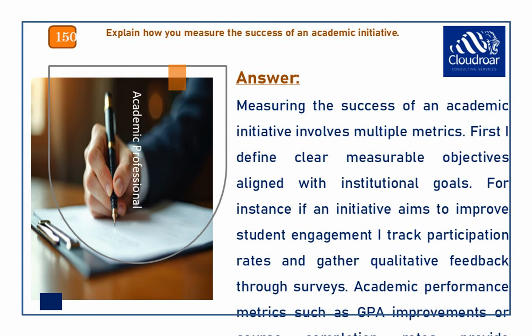Question 150. Explain how you measure the success of an academic initiative. Measuring the success of an academic initiative involves multiple metrics. First, I define clear measurable objectives aligned with institutional goals. For instance, if an initiative aims to improve student engagement, I track participation rates and gather qualitative feedback through surveys.